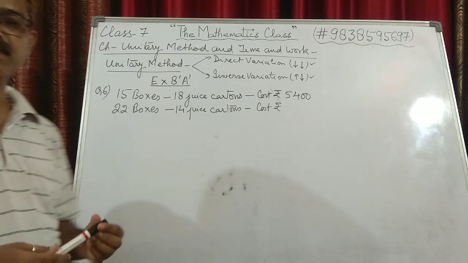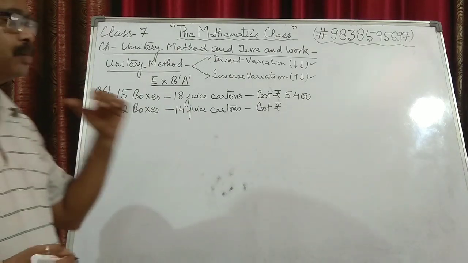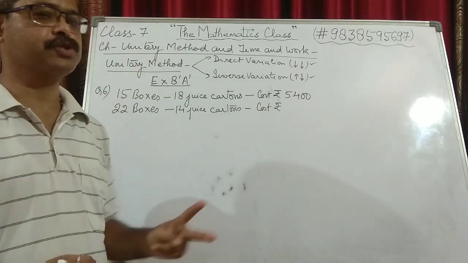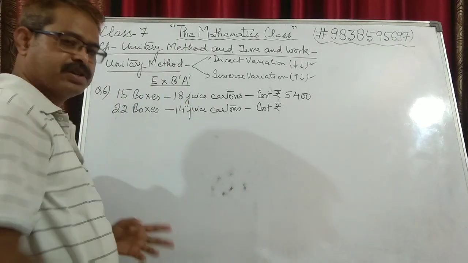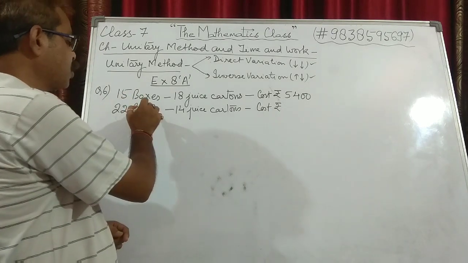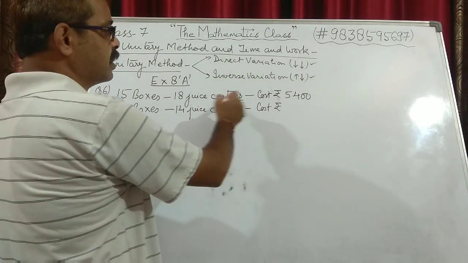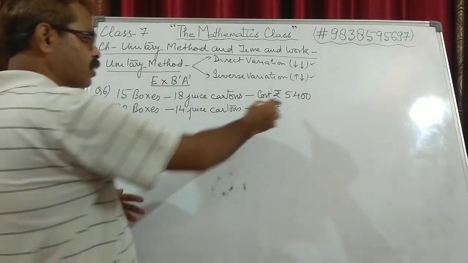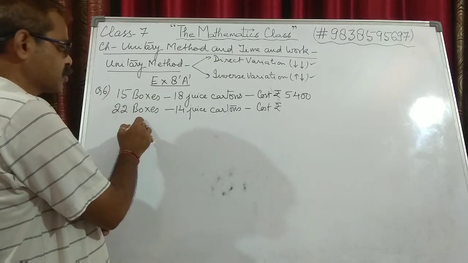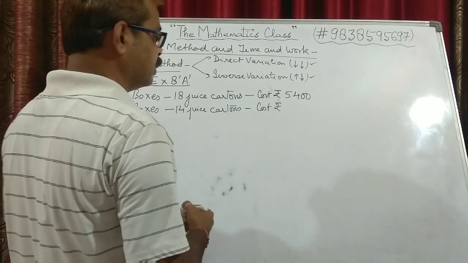Now the fifth question I am leaving, I am moving on to the sixth question. Initially you had only two quantities to compare, but now there are three quantities. The question says 15 boxes, each containing 18 juice cartons, cost rupees 5,400. You have to find the cost of 22 boxes, each containing 14 juice cartons. You have to find out the cost.